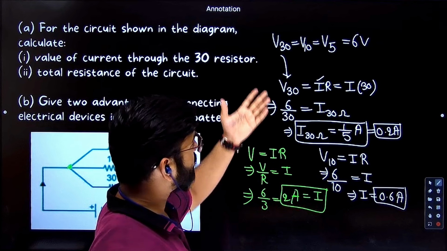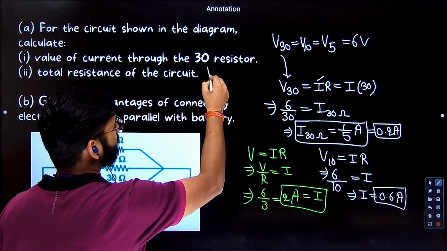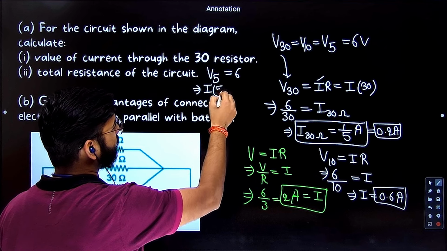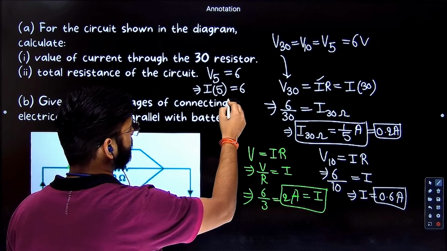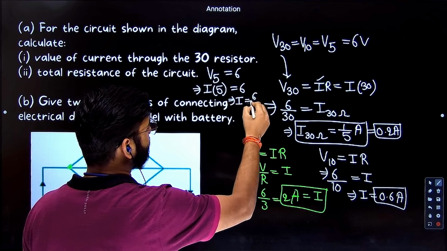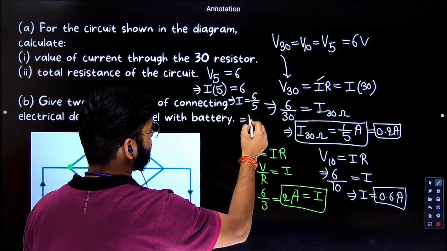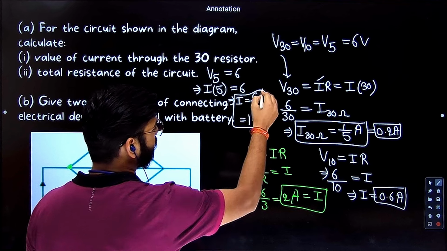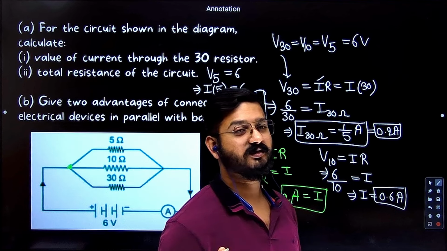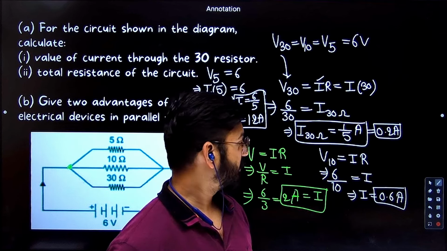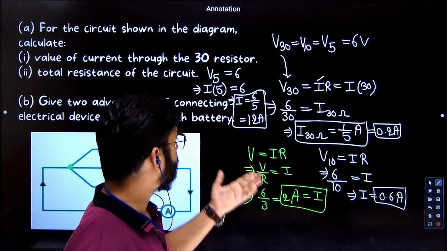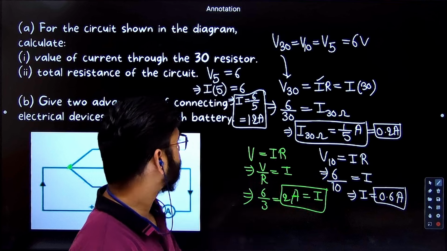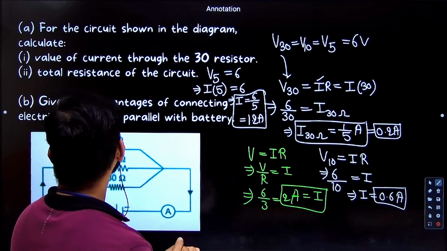If you don't want to use that, you can use again the same thing for 5. So potential across 5 is how much? 6. So I into R, what is R? 5. So current will be 6 by 5. You can calculate 5 ones are 5, 1 0, then 5. And that's what I told. By using your common sense also, out of total, which is 2, 0.8 is used. So remaining should be 1.2, and that's what we calculated. So very simple question. Again, using fundamental. I hope that all of you are clear with this.